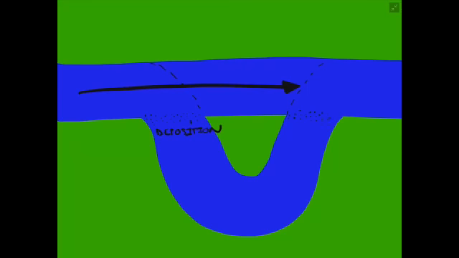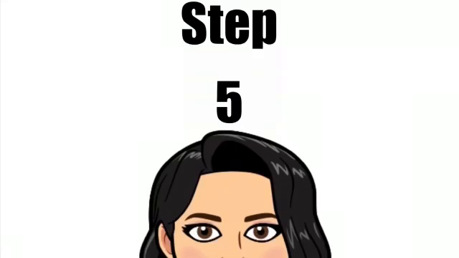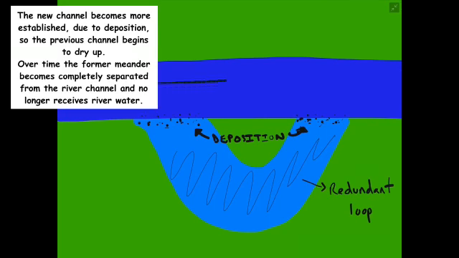Material will then be deposited at the side of the riverbank where the former river channel current travelled through, the former meander bend. The next stage in the formation of an oxbow lake is when the new channel becomes more established due to deposition where the original channel was. This results in the previous channel becoming a redundant loop and beginning to dry up, and over time the former meander becomes completely separated from the river channel and no longer receives river water.